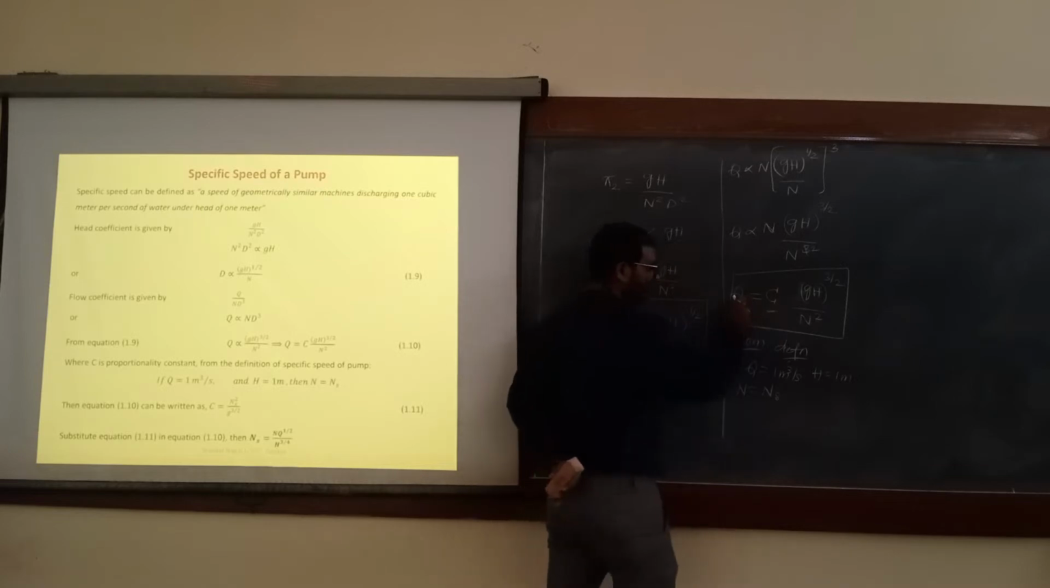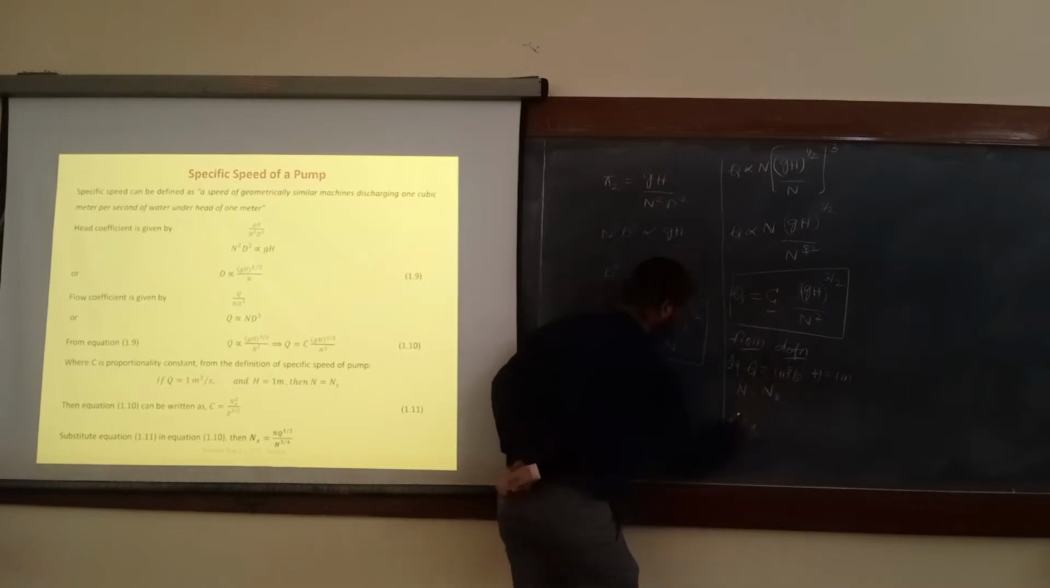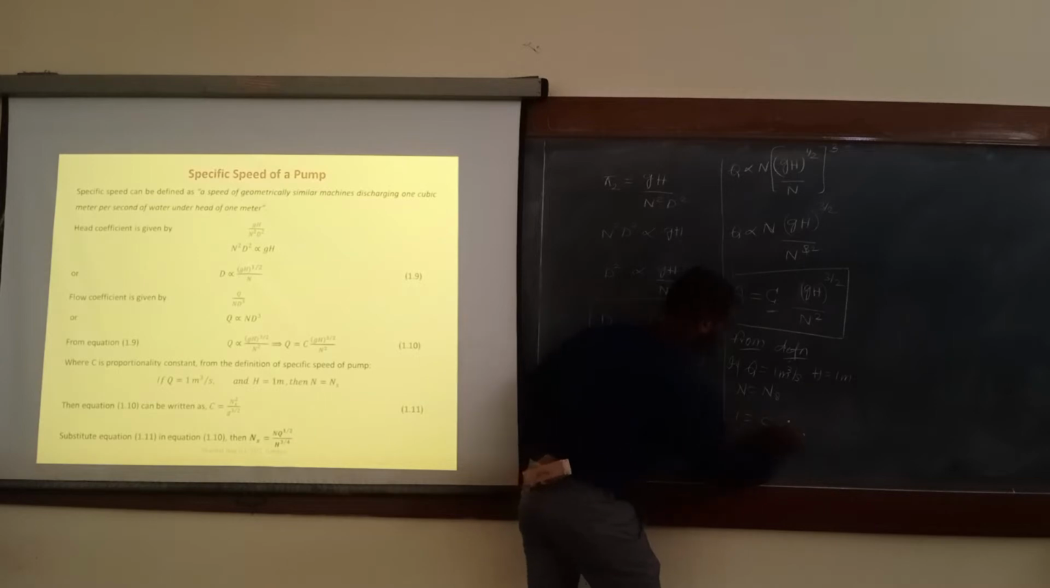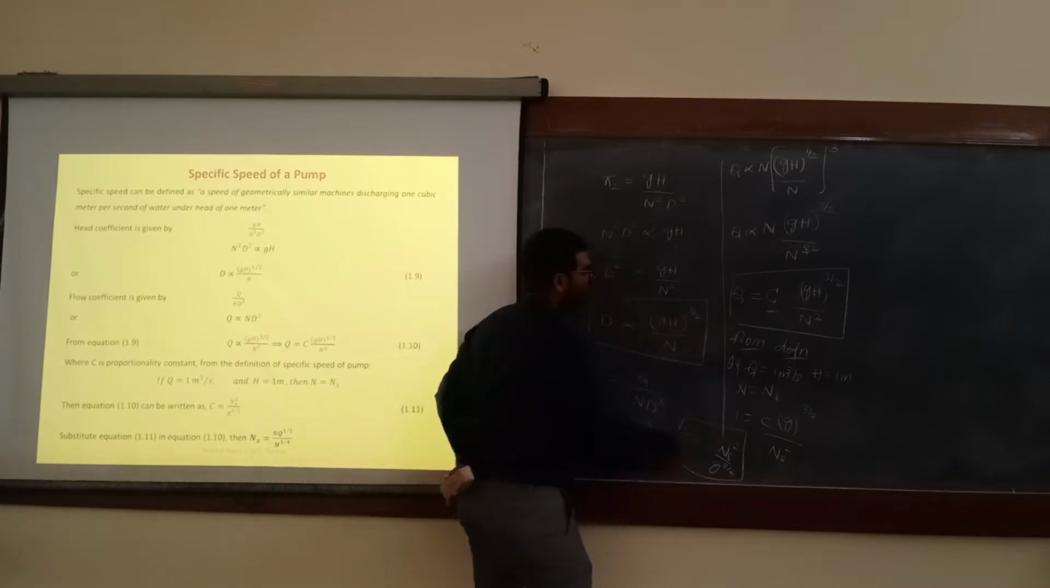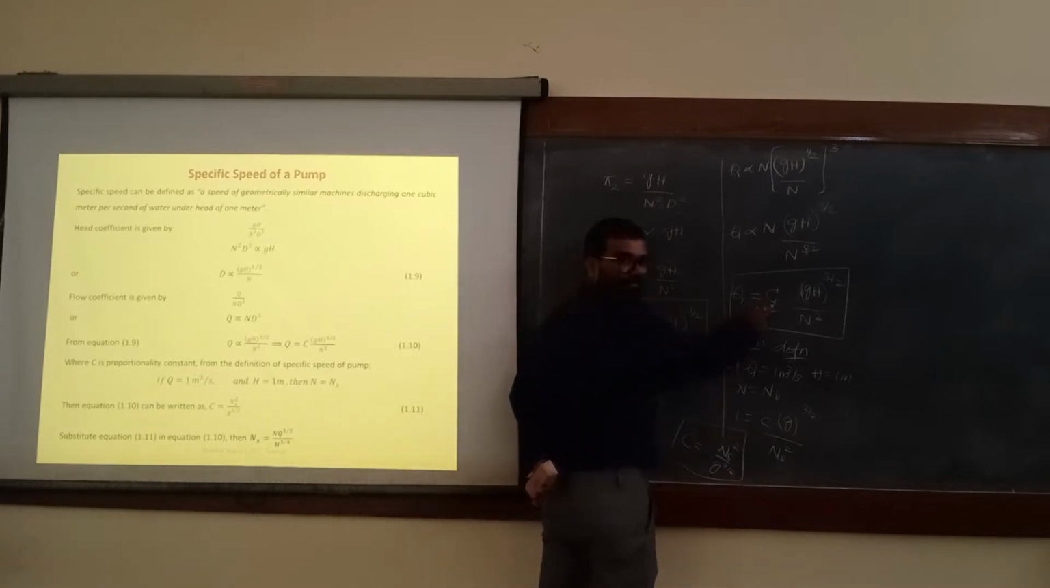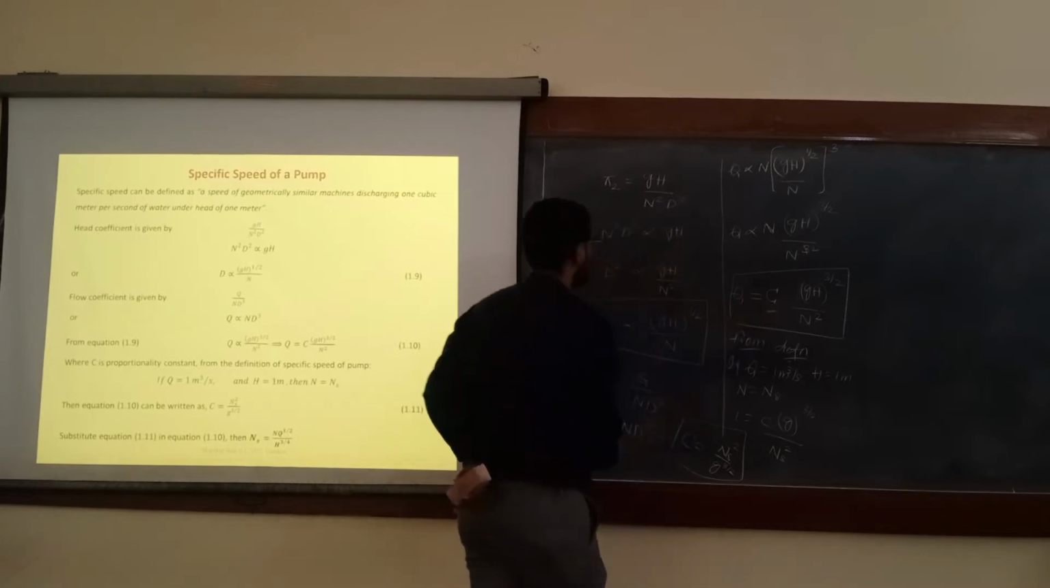Then what is the value of Q here? Q is 1, H is 1, so C times G to the power of 3 by 2, and N becomes Ns square. Then what is the value of C? C is equal to Ns square by G to the power of 3 by 2. This is the value of C, which has to be substituted here. Then we will get the value of Q.